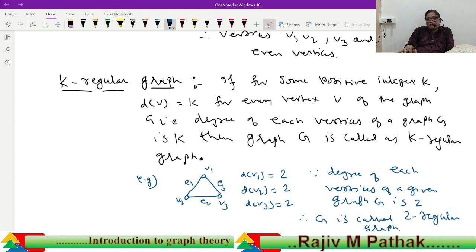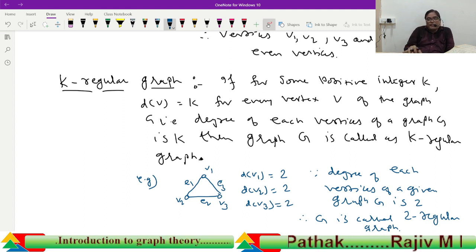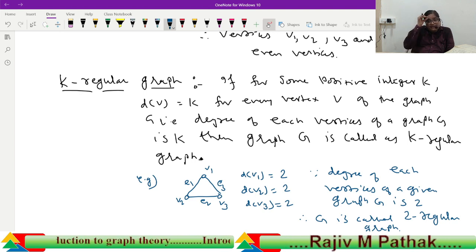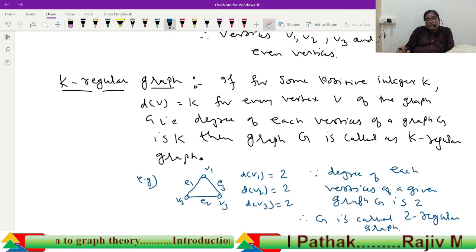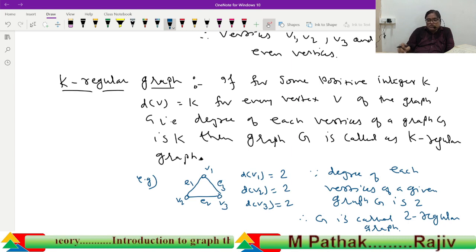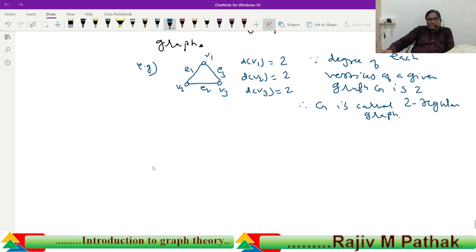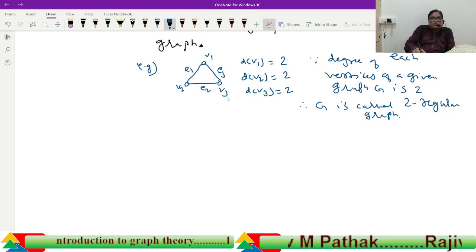Can someone tell me how we define a 3 regular graph? Yes, student, please tell me fast. A 3 regular graph means the degree of each vertex is 3. A 4 regular graph means the degree of each vertex is 4. Understood? Suppose you get a question: draw a 3 regular graph. Draw a 3 regular graph. So you can draw it like this.